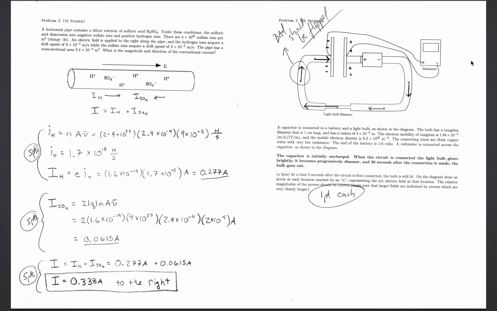So to finish this problem, we go back to the original equation we had, that the current is equal to the current of H plus the current of SO4. So we just add those two numbers and we get a value of 0.338 amps, and the current is going to the right.